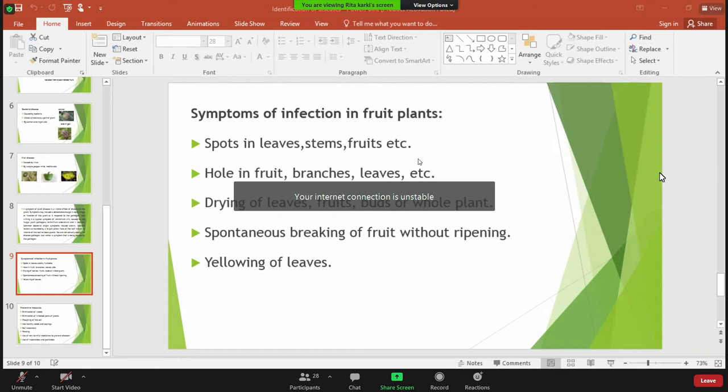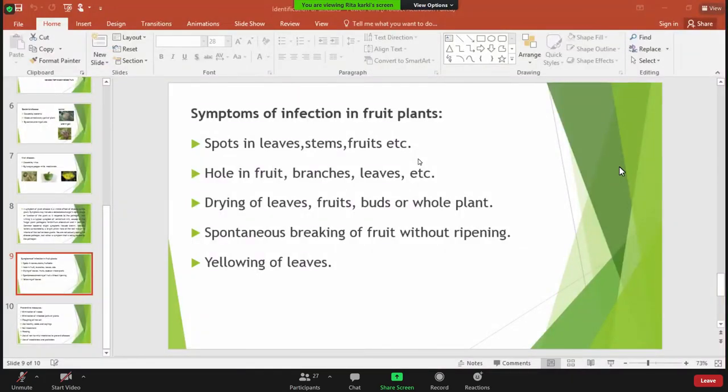Basically, the earliest breakdown of the fruit may be observed before the ripening of the fruit. So that causes loss in a larger number of fruit trees while they are infected by various types of problems, whether they are fungal or viral infections.